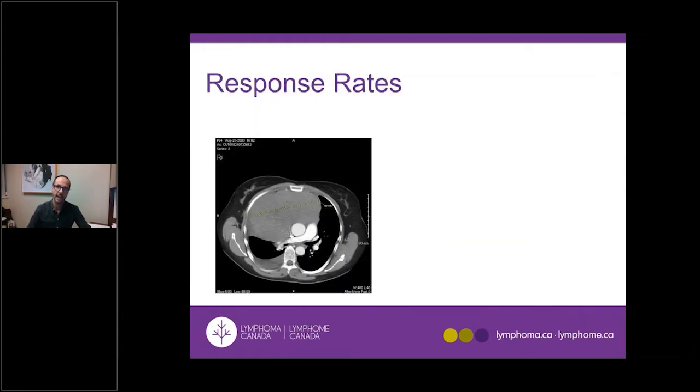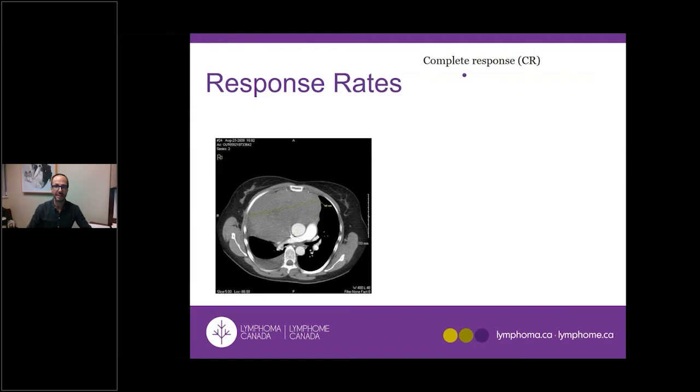Before we start, it's important to get some terminology down, because I'll be discussing response rates and survival analysis several times. So I think it's important for everyone to speak the same language. What I'm showing on this slide is a scan of a person who has a large mass in their chest. You can see there's a large mass right in front of the heart.